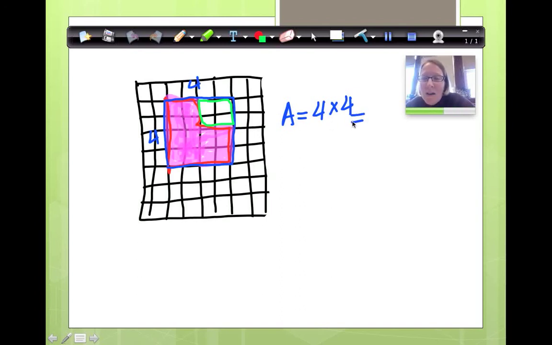Okay, so 4 times 4 is 16 square units. Okay, now this is my total. I have too many. This is not the answer for the red. Let's find the area of the green.